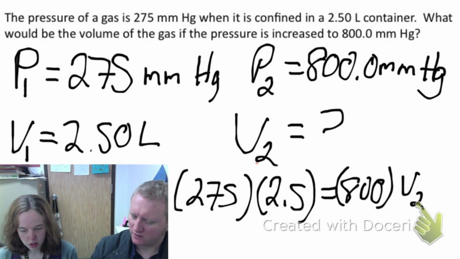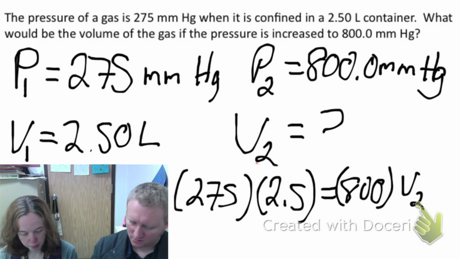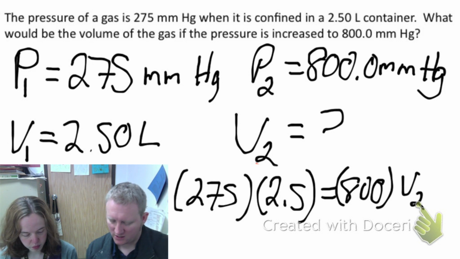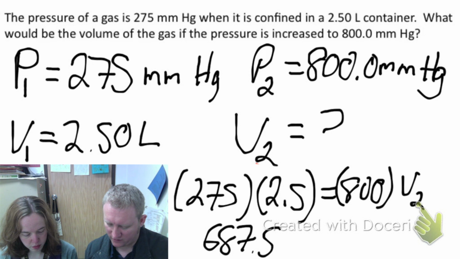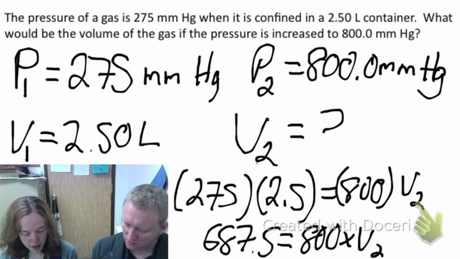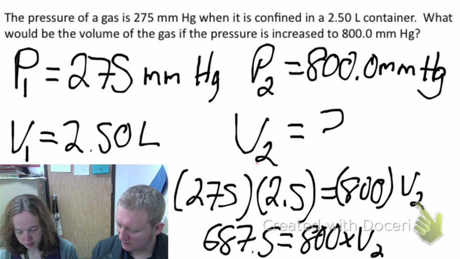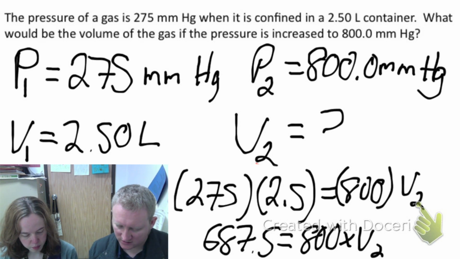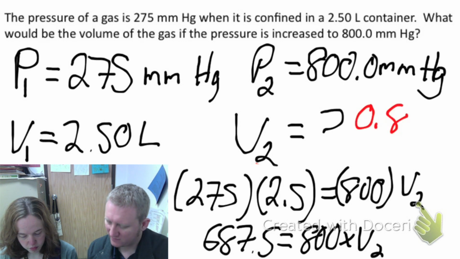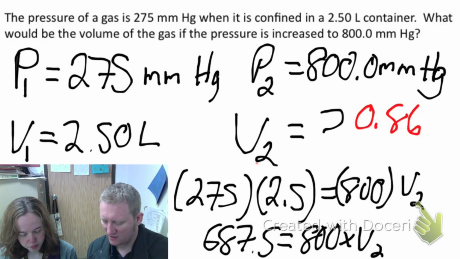So we're going to multiply 275 times 2.5. So I got 687.5 equals 800 times V2. Okay, and so now how do we get V2 by itself? We're going to have to divide by 800. Yep. Divided by 800 gives us 0.859. Can I go ahead and just round that to two decimal places, 0.86? Yep. All right. 0.86.